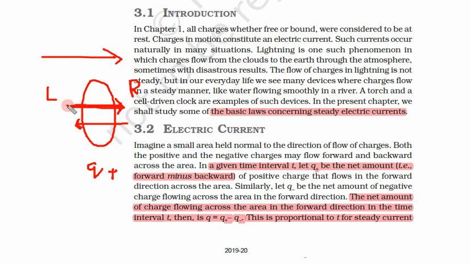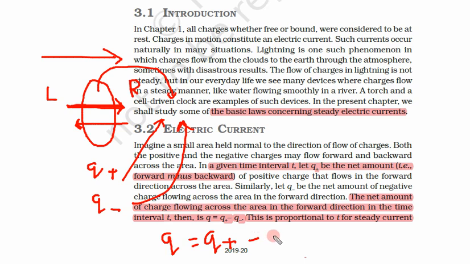Similarly, more negative charges are moving from left to right, and a smaller number of negative charges are moving from right to left. So the total negative charge moved from left to right is Q negative. So let us see what is the charge difference on this side. Q positive charge is there, but at the same time Q negative charge has also come there. So the total charge here would be Q is equal to Q positive minus Q negative. This is the total charge difference.